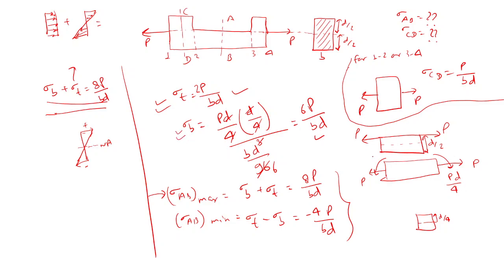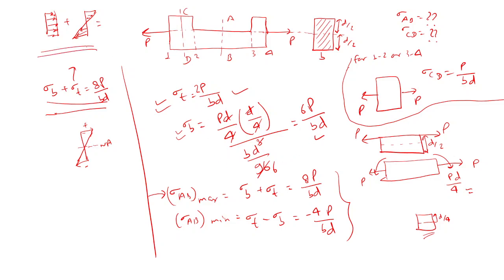Bending stress would be My by I. M we have directly here, and y is d by 4, that I have shown here, and I is B D cube by 12, but D here is d by 2. So it will become like this. When we solve it, it will happen.